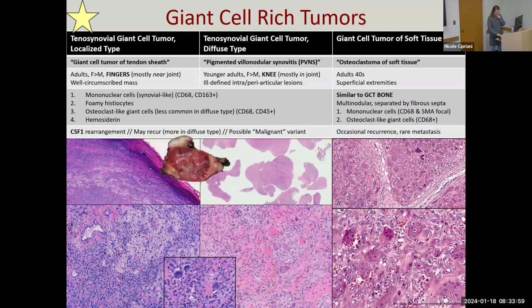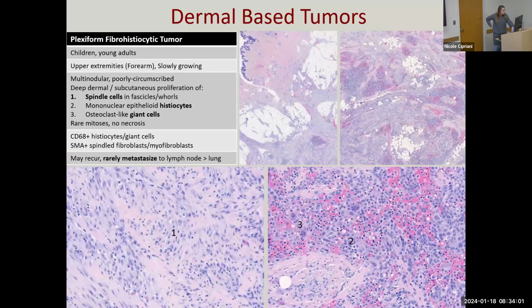Are there no molecular associations with these? Not that I know of. I would have to double check the current literature, but I don't believe there's anything that's been, if you wanna Google it and let me know, but I haven't seen it.